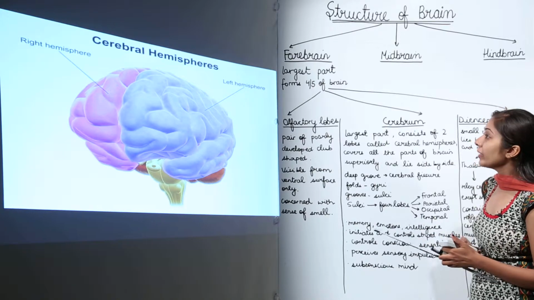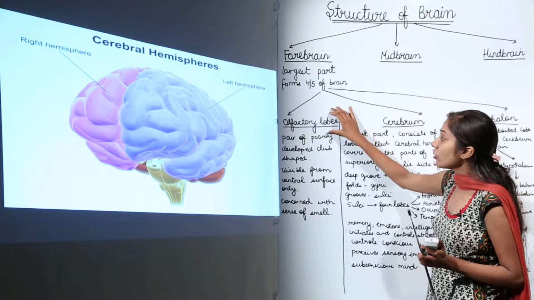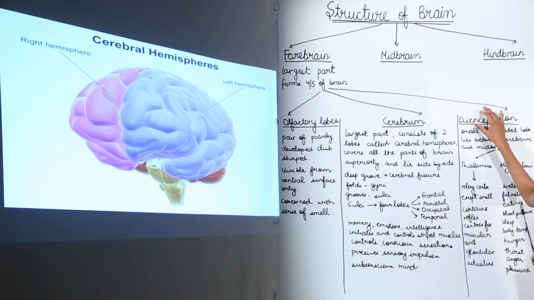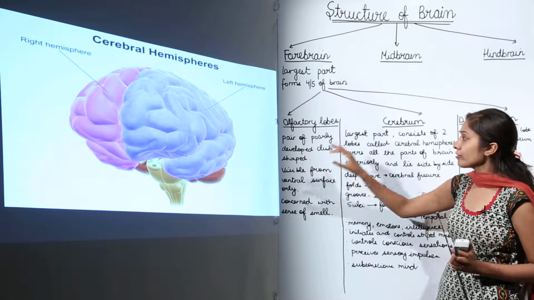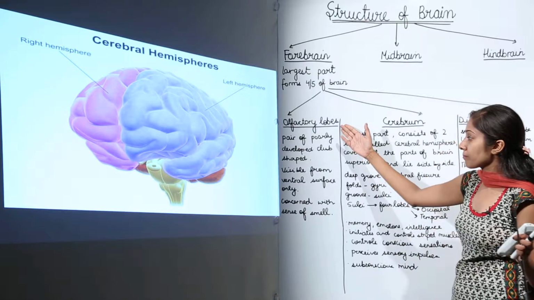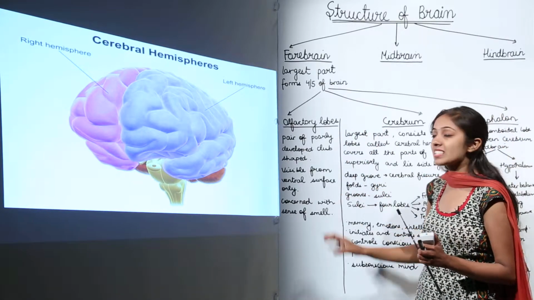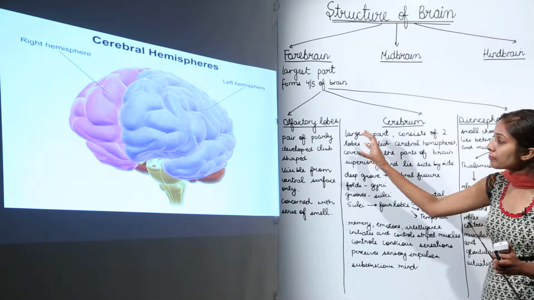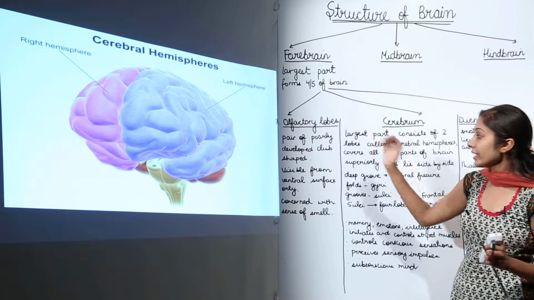Now, the forebrain is composed of olfactory lobes, cerebrum and diencephalon. Olfactory lobes are a pair of poorly developed, club shaped, widely separated lobes. They are visible from the ventral surface only and they are concerned with the sense of smell.